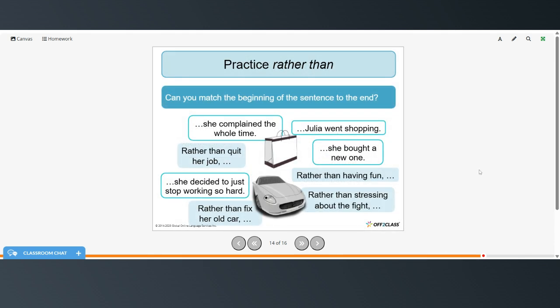So now try matching the beginning of the sentence to the end using rather than. So rather than quit her job, she just decided to stop working so hard. Rather than having fun, she complained the whole time. Rather than stressing about the fight, Julia went shopping. And rather than fix her old car, she bought a new one.